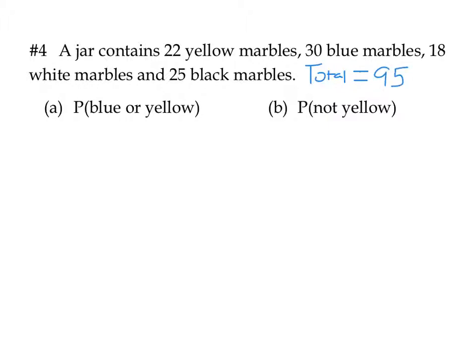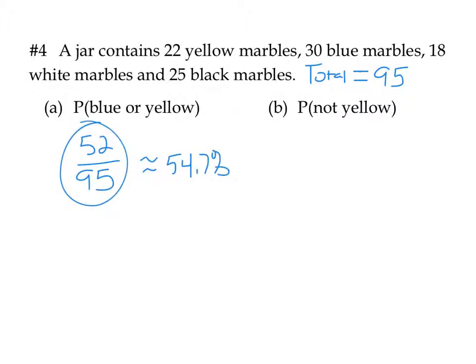There are 95 marbles. Okay? So part A is the probability of picking a blue or a yellow. So blue or yellow, that's 22 yellow, 30 blue. We add those together, we get 52 out of the 95. And that can't be reduced at all. We'd have a 52 out of 95 chance of picking a blue or a yellow marble. If we were writing it as a percentage, it'd be about 54.7%. Okay, so a 52 out of 95 chance of picking a blue or yellow marble.